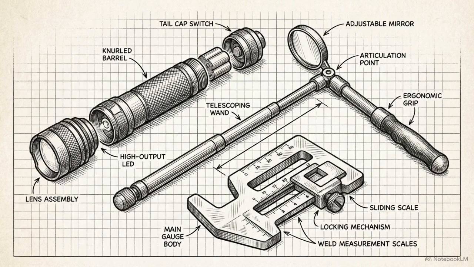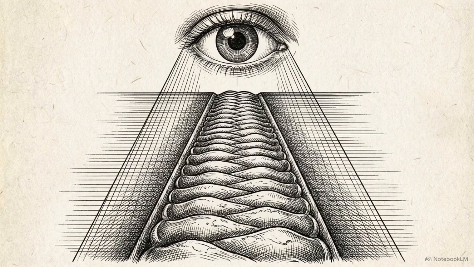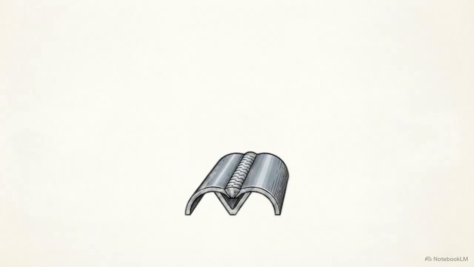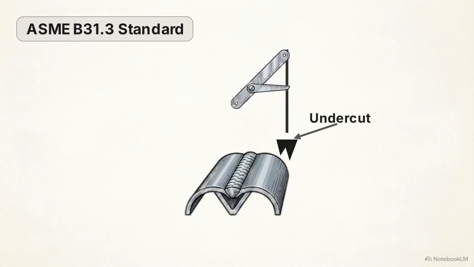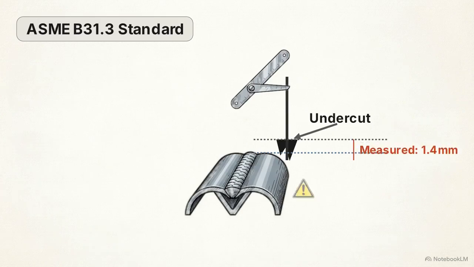A highly trained inspector, equipped with nothing but a flashlight, a mirror, and specialized weld gauges, can detect 80% of all surface defects using visual geometry alone. They are measuring against extremely rigid limits. For example, if the inspector detects an undercut, a groove melted into the base metal next to the weld, it cannot exceed a depth of 0.8 millimeters. Any deeper, and the pipe wall is critically compromised.